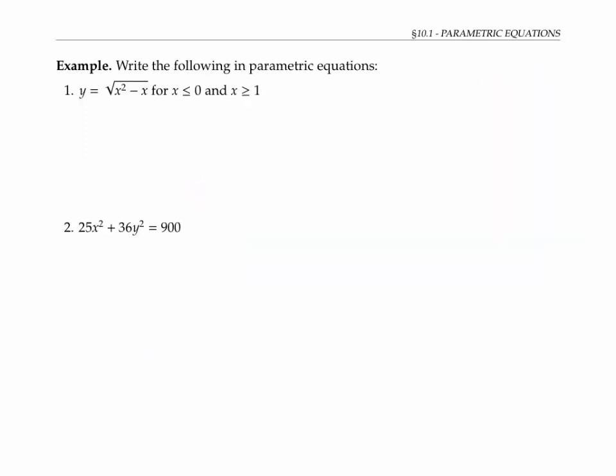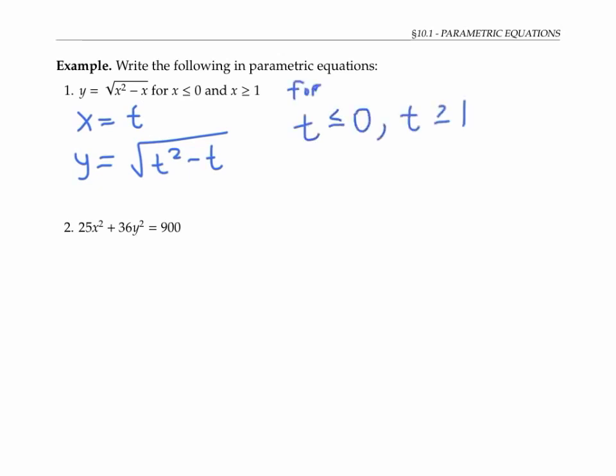We've seen several examples where we went from parametric equations to Cartesian equations. Now let's start with a Cartesian equation and rewrite it as a parametric equation. In this example, y is already given as a function of x. So an easy way to parameterize this curve is to just let x equal t, and then y is equal to the square root of t squared minus t, substituting in t for x. The domain restriction in terms of x just translates into a restriction in terms of t.